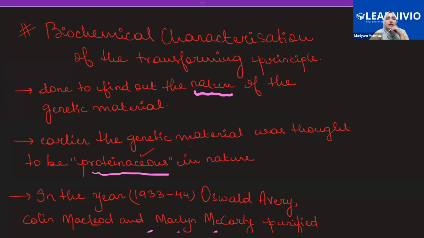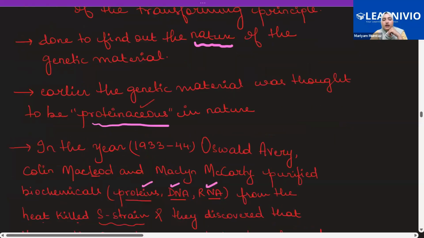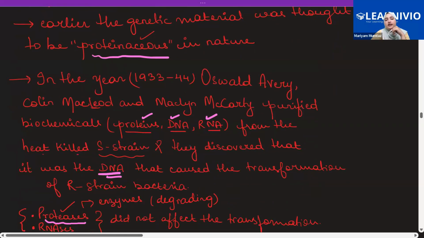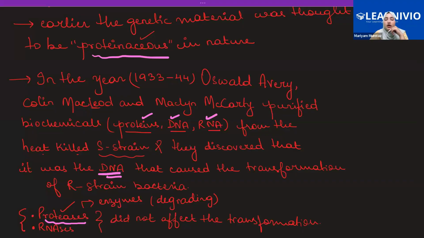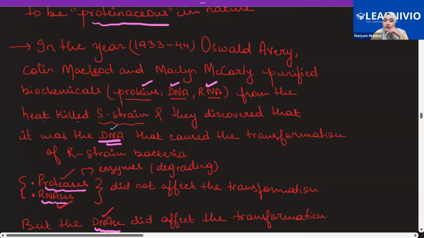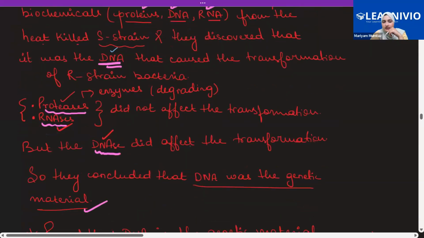Okay. So we were talking about the biochemical characterization of the transforming principle to find out the actual nature of how it is. So in the year 1933 to 44, Oswald Avery, then Colin MacLeod, Maclyn McCarty, they purified the biochemicals such as protein, DNA, and RNA from the heat-killed S strain. And they saw that it was the DNA that was causing the transformation. Now it was confirmed that it was the DNA, right?